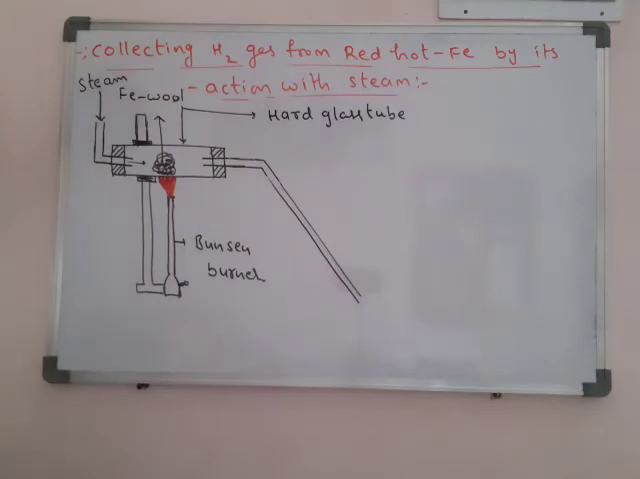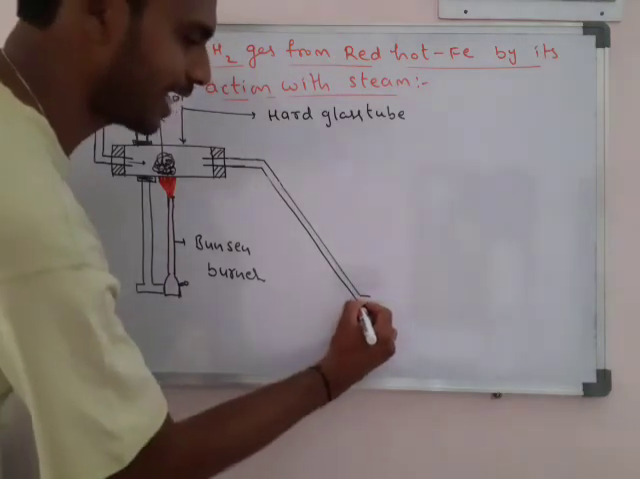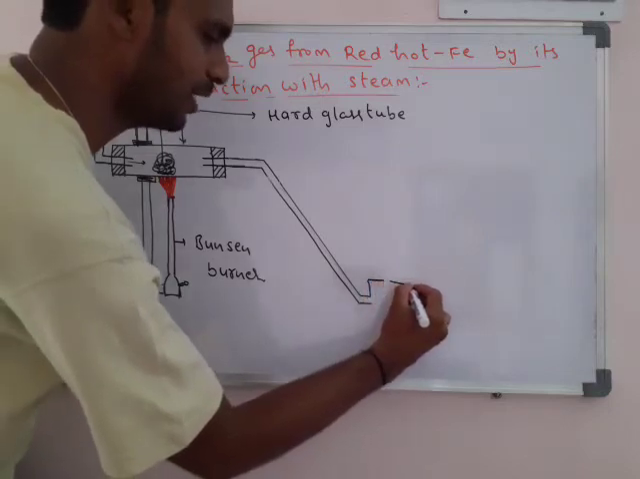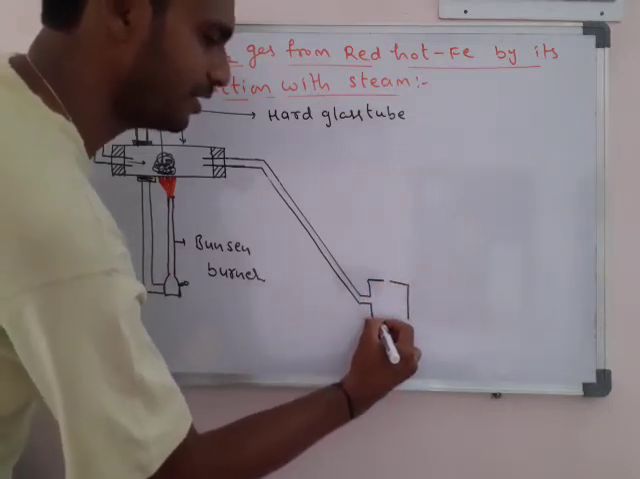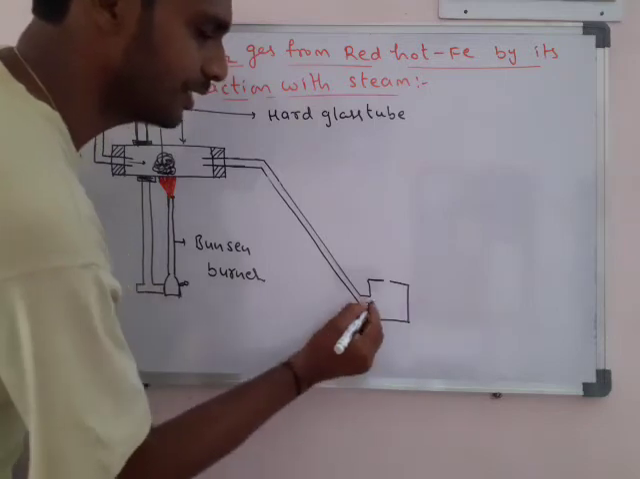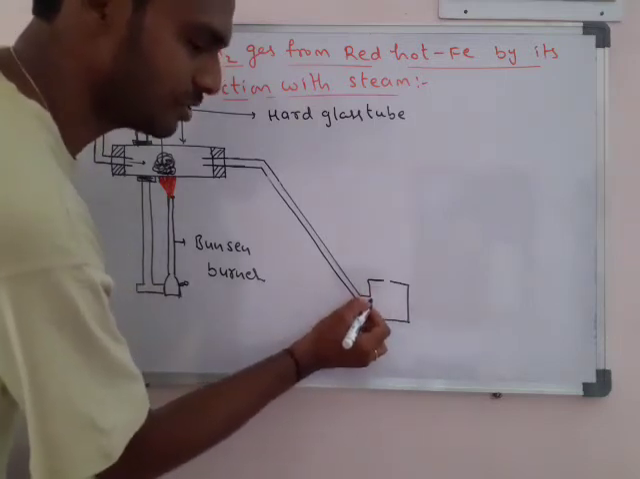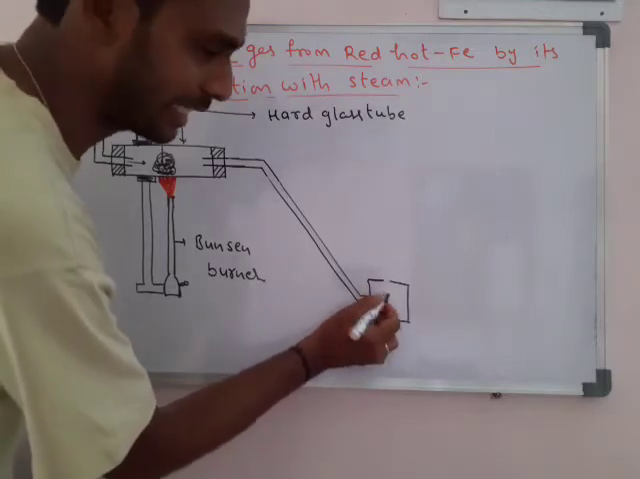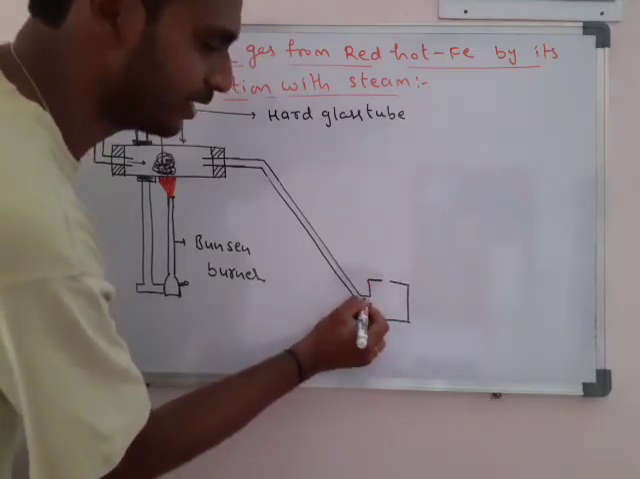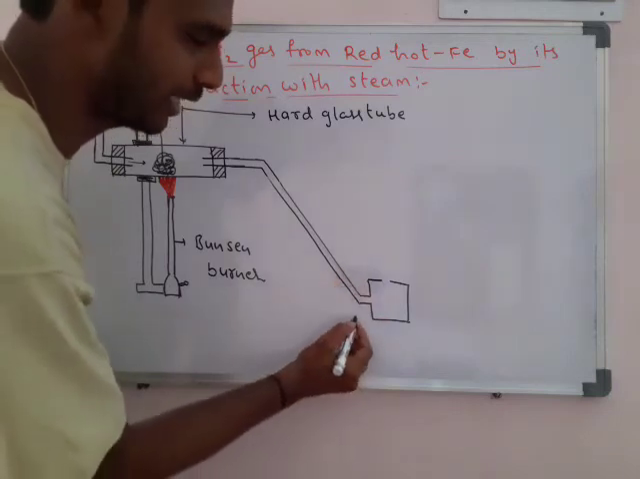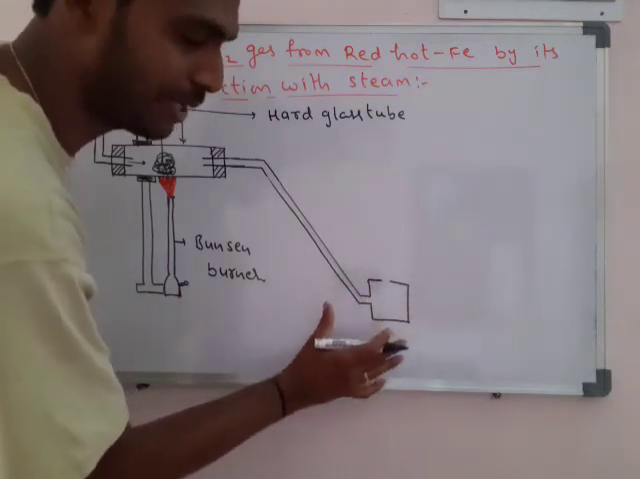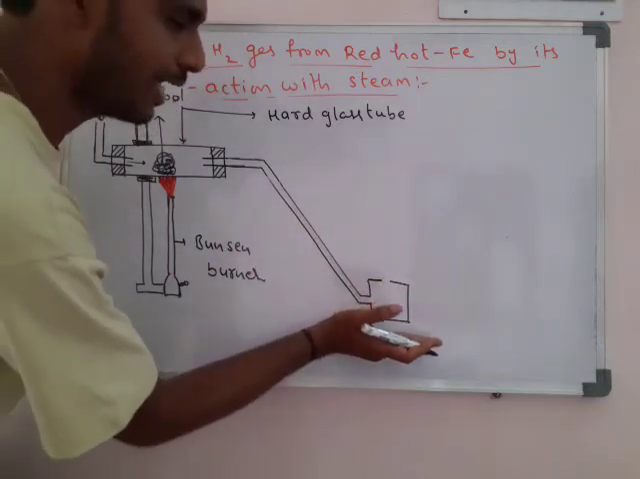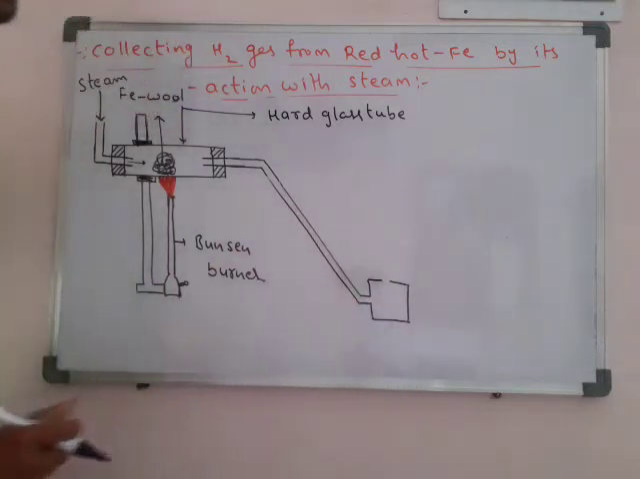So the side tube, we connect it to a beehive shelf. We know the arrangement of the beehive shelf: it has two edges, which means there are two possible connections, one inlet and one outlet. The remaining part is closed and made up of glass. This is called a beehive shelf. We connect the side tube to this beehive shelf. Again, this beehive shelf is placed in a trough of water.